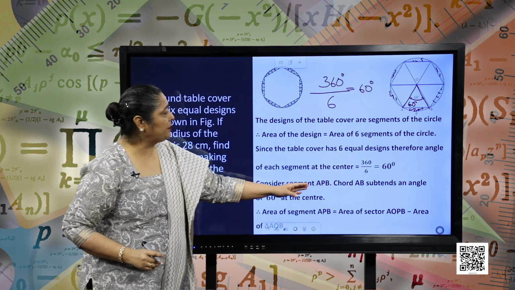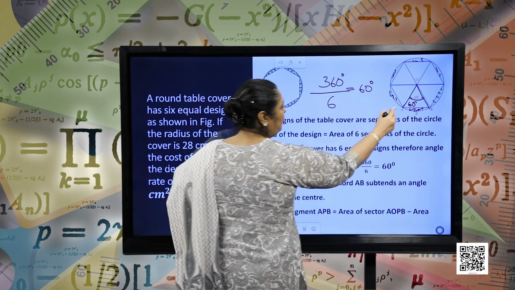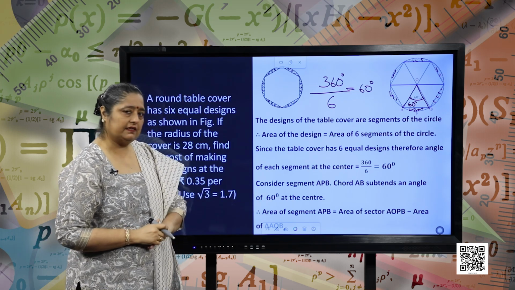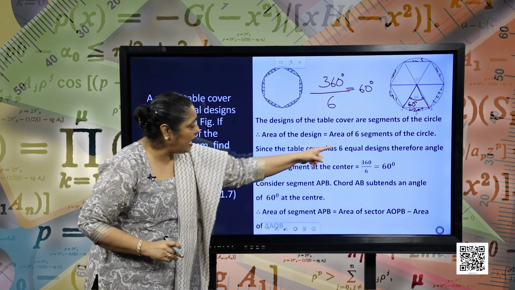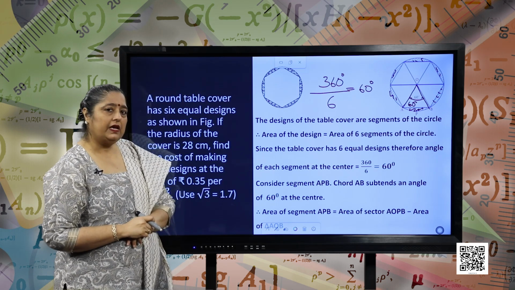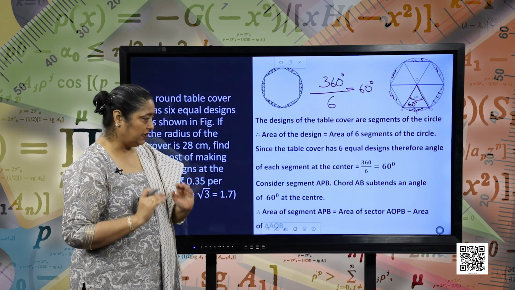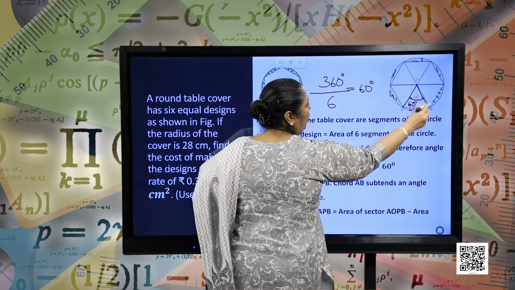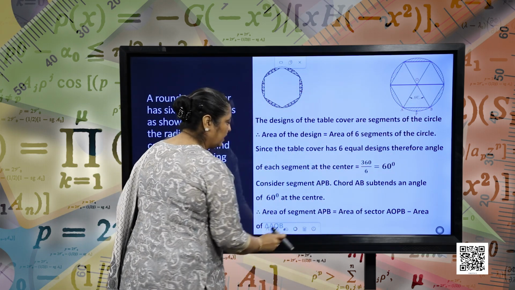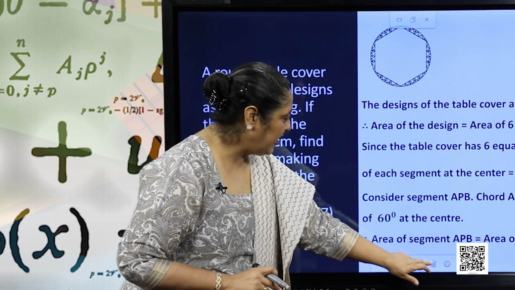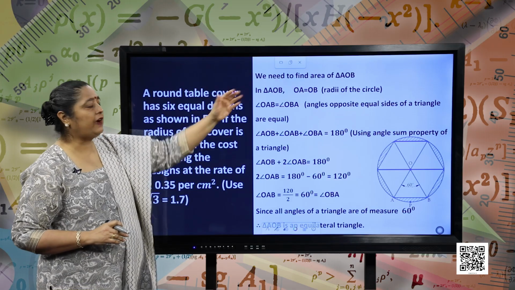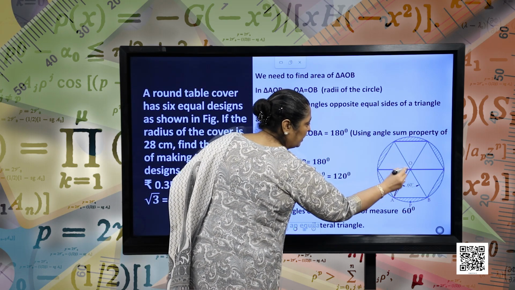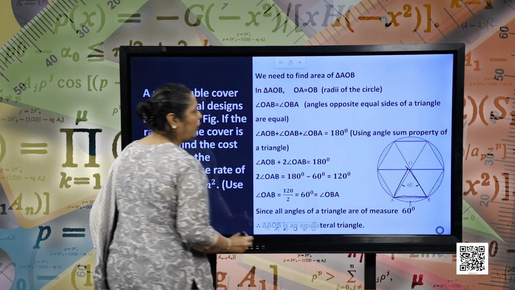Now consider the segment APB. This is the segment APB, right. This subtends an angle of 60 degree at the center. So the area of the segment APB will be the area of sector OAPB minus the area of the triangle. This is the triangle AOB minus this triangle. So let us move forward and see what the area is. We need to find the area of the triangle. This is the triangle AOB. First of all, we need to find the area of this triangle.